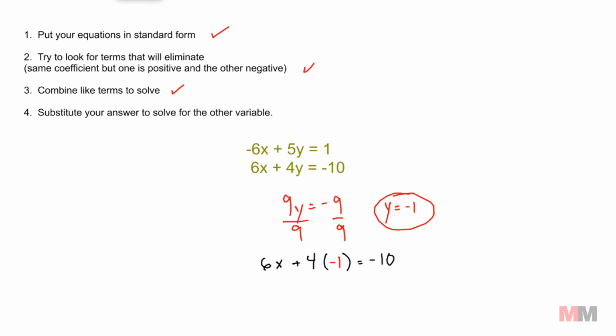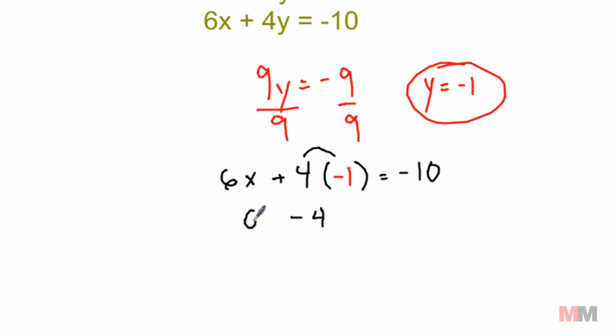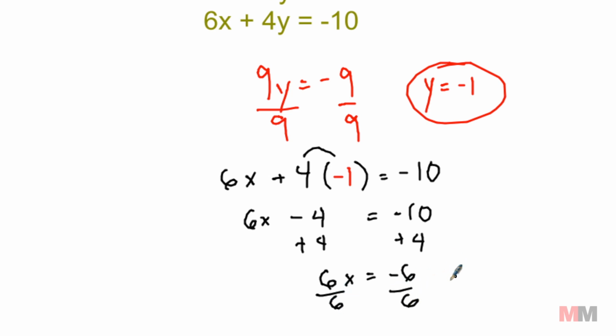And what will that get you? All you've got to do is simplify, and it will get you x. So 4 times negative 1, that's negative 4. 6x minus 4 equals negative 10. That's a simple equation. Add 4. Now you've got 6x equals negative 6, and the last step, divide by 6. And you've got x equals negative 1.